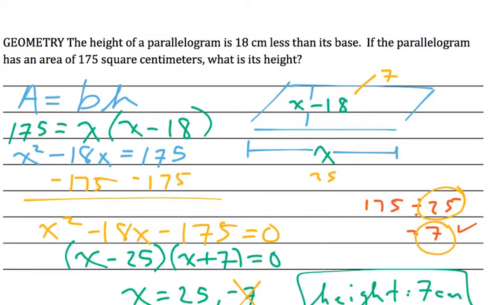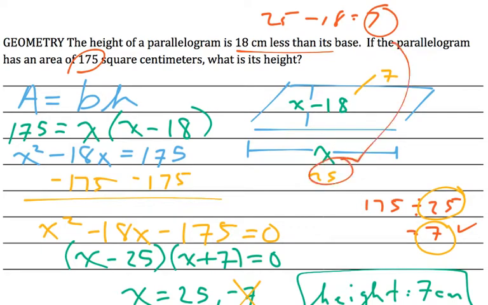And the only way I would check this is as though it was a real-world problem. So I'd have to reread it and be like, the height of a parallelogram is 18 centimeters less than its base, so 25 minus 18 is 7. If the parallelogram has an area of that, the only way I'm going to get area is by multiplying this times that, and I would get 175 going about it this way.